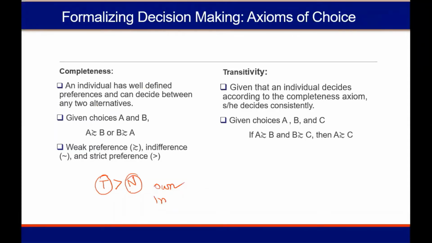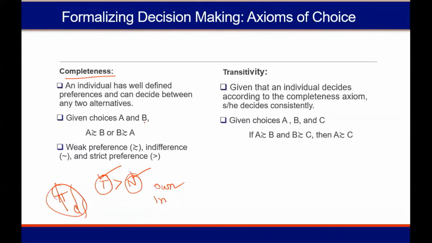I have not mentioned anything that all investors or all managers use, like the historical return, or the risk premium, or the correlation, covariance. I have not considered any of these things. So based on my individual preferences, I prefer Tesla over NIO. So that is the concept of completeness.